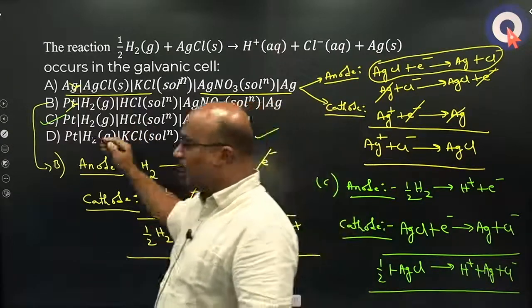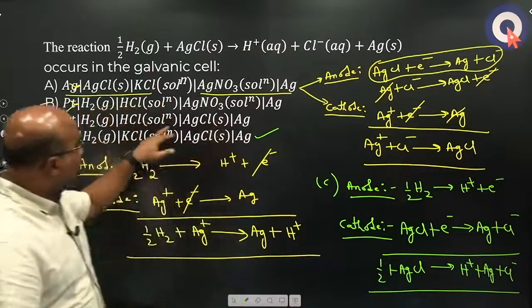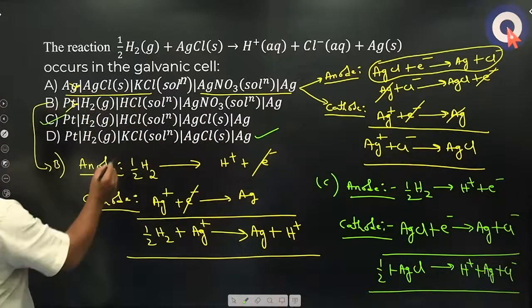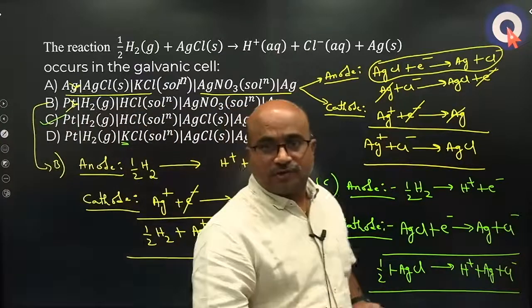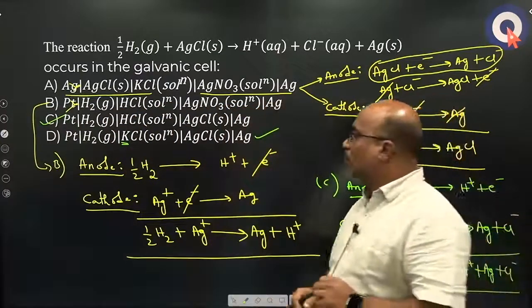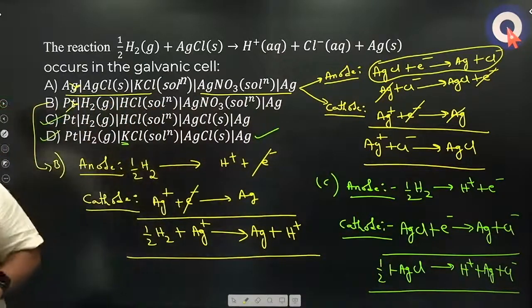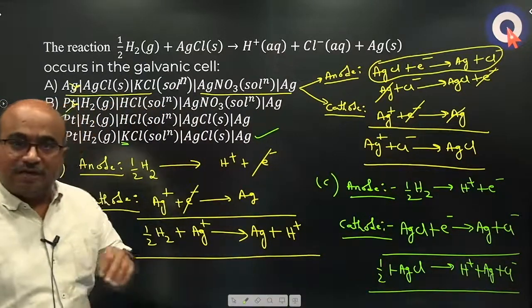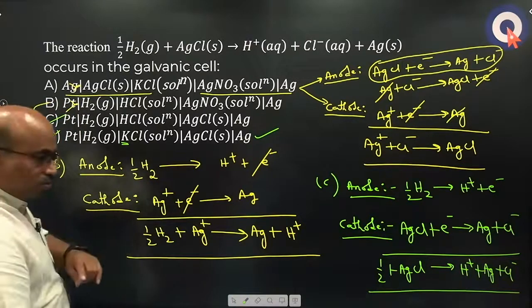So there are two possibilities. The same cell reaction exists at the anode and cathode in these two compartments. And the potassium, as we generally say, is always a spectator. So both C and D, where the cell reaction is the same. Now let us move to the next.